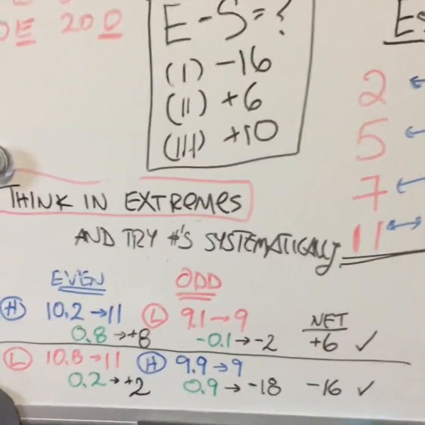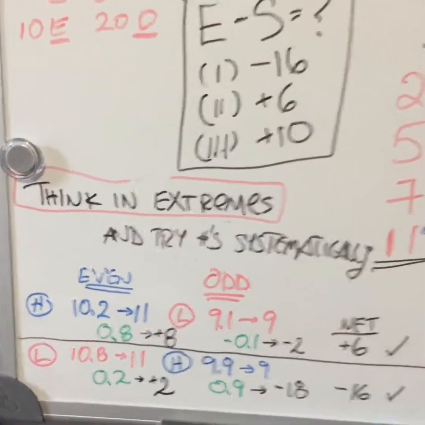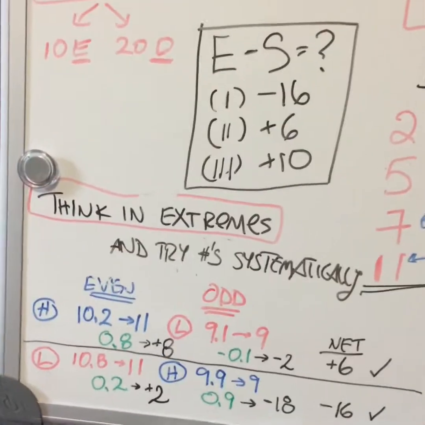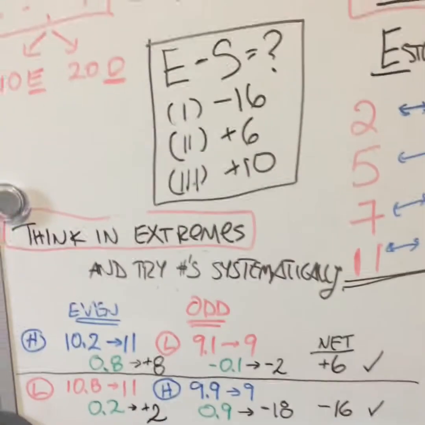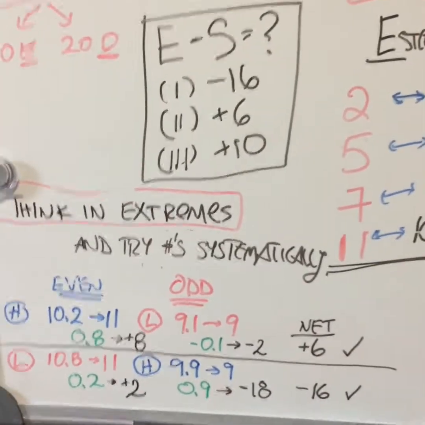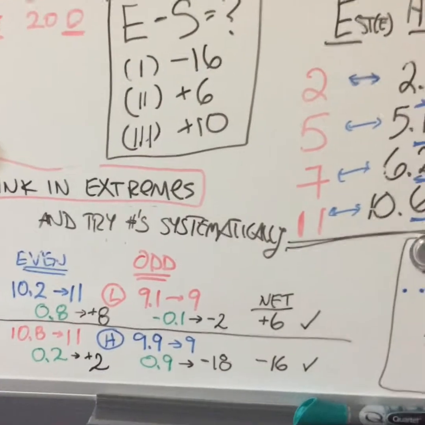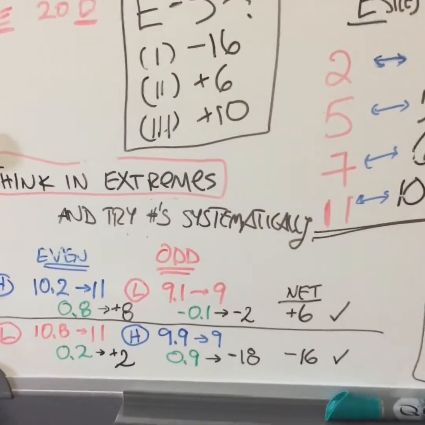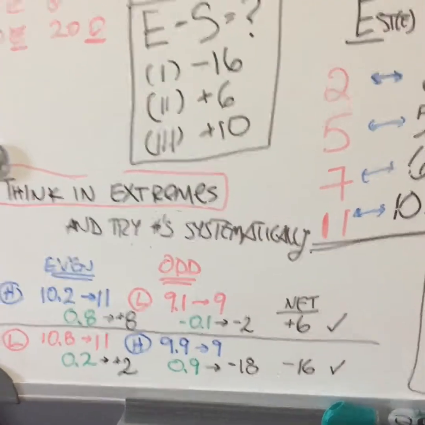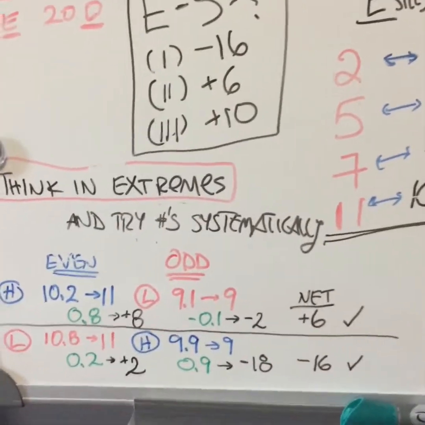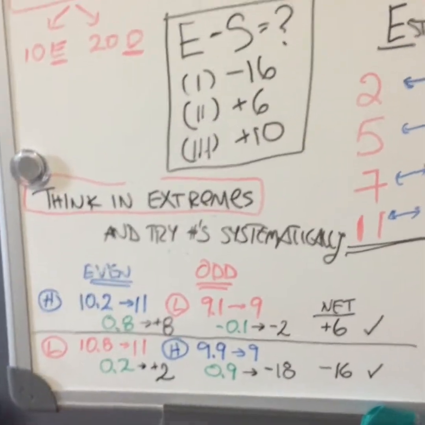If we're looking for E minus S, we want to look at where the combination of E's can be highest and combine them with the combination of S's which are lowest in order to make E minus S as high as possible, and then try to minimize E minus S by doing the reverse. How can I make the lowest possible E's and the highest possible S value? And that's what I've done right here.